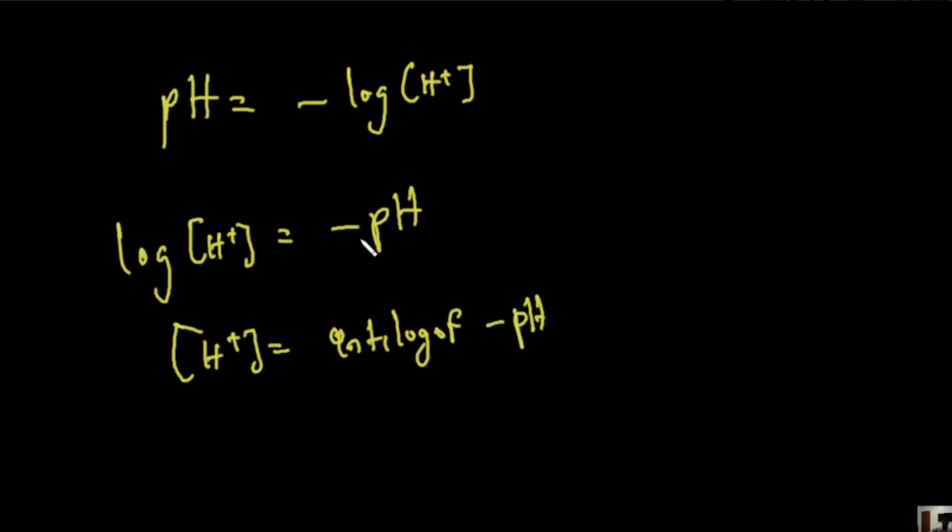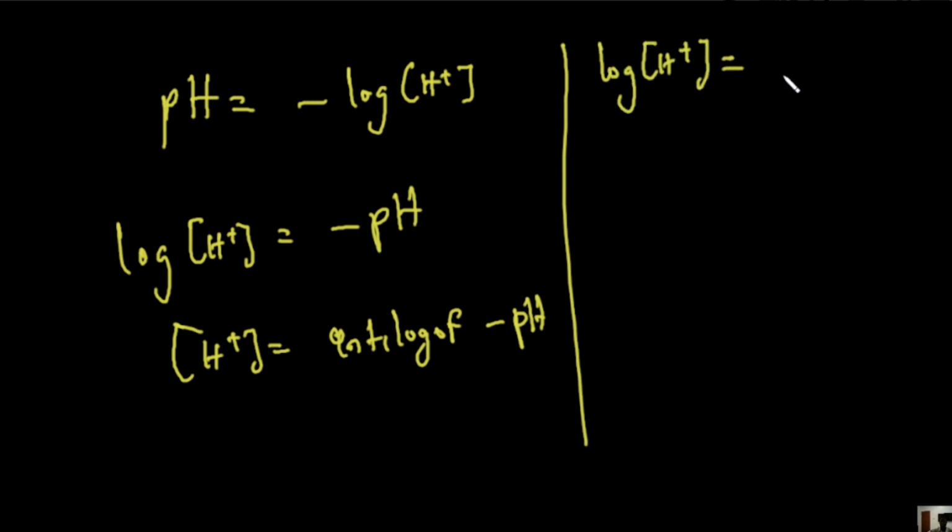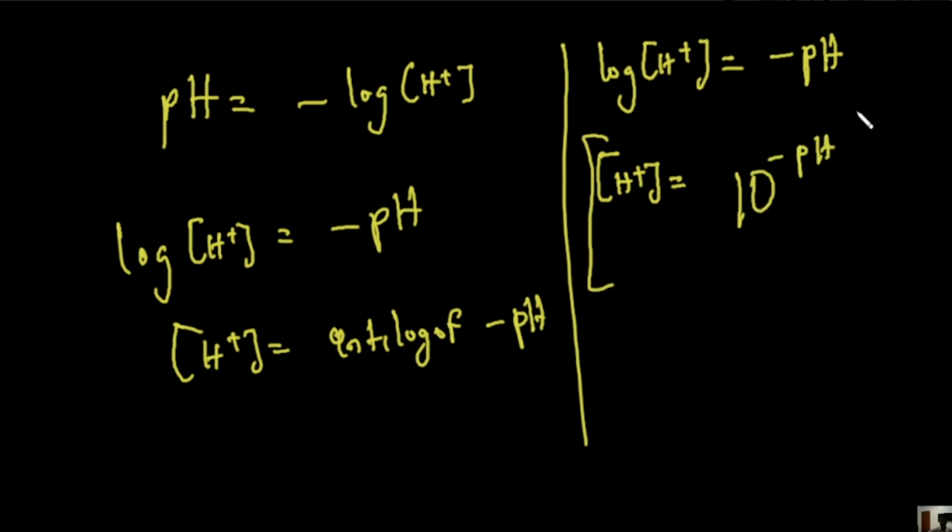The other way of expressing this is, since the log of the concentration of hydrogen ion equals minus pH, whenever you're asked to find the concentration of hydrogen ion, it would be equals 10 raised to power minus pH. So take note of this formula, that anytime you're asked to find the concentration of hydrogen ion, it is equals 10 raised to power minus pH.